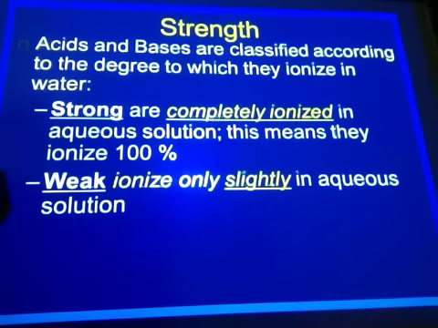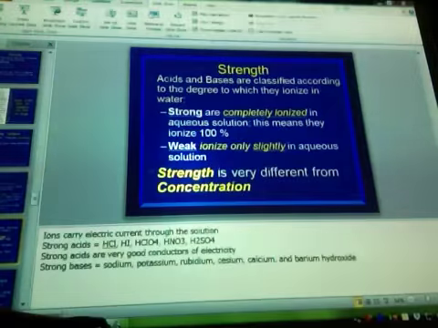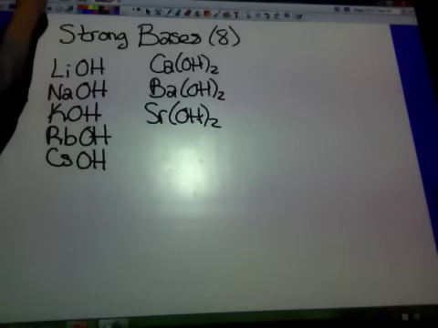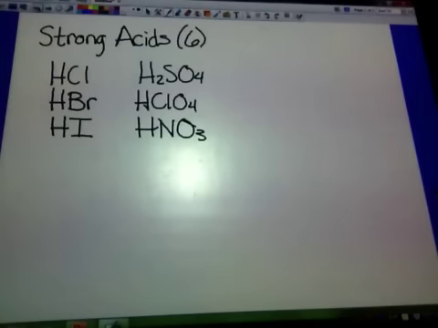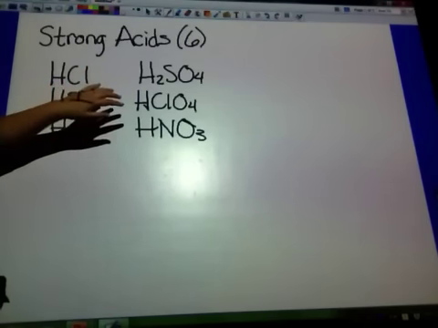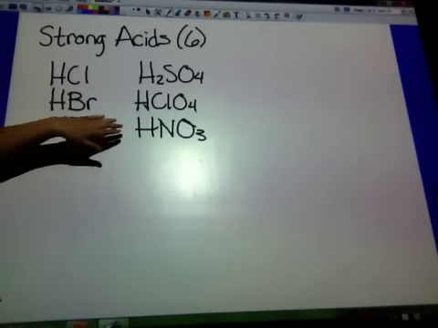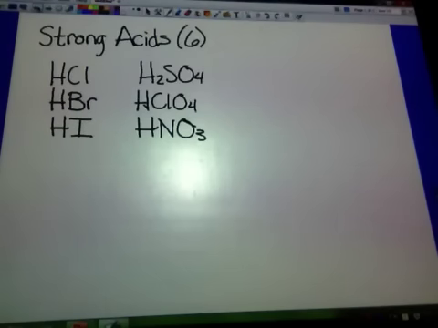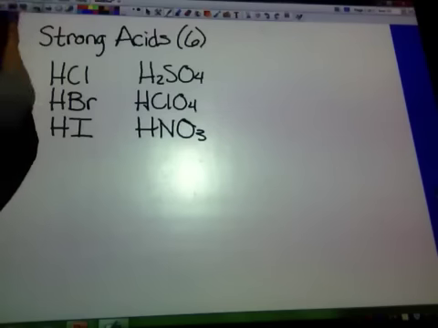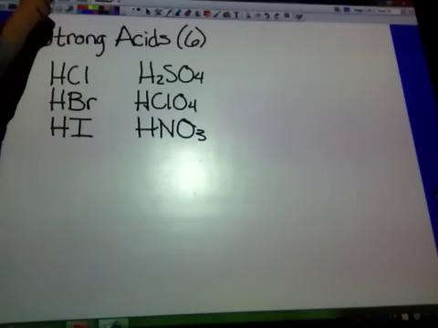So what exactly does that mean? Now, I wrote your list up here that you'll need to know. These are your 6 strong acids: hydrochloric acid, hydrobromic acid, hydroiodic acid, sulfuric acid, perchloric acid, and then nitric acid. Those are the strong acids, and then everything else we just consider to be weak.